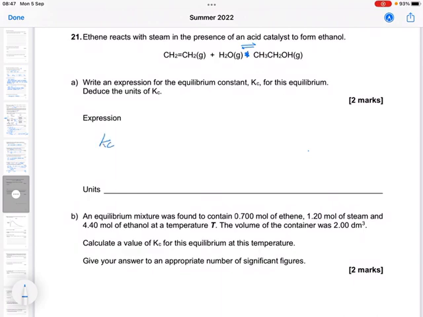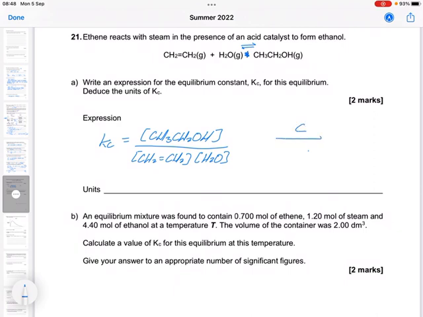So Kc is going to be equal to products divided by reactants, and in concentration, so we need square brackets. And then we've got CH2 multiplied by water. Okay, the units for this, so let's just work the units out.